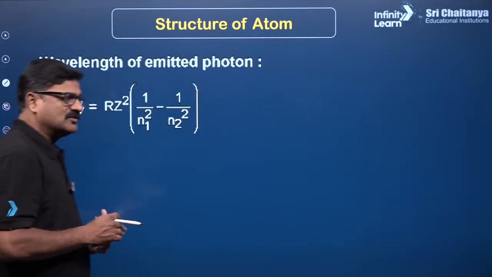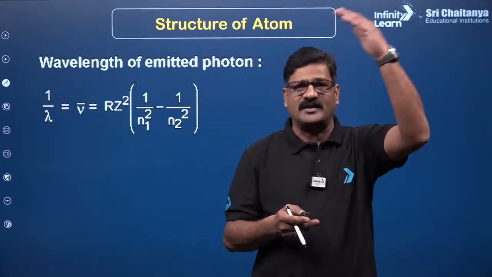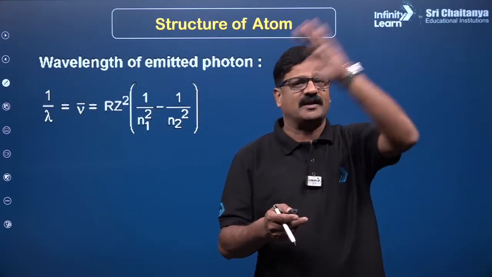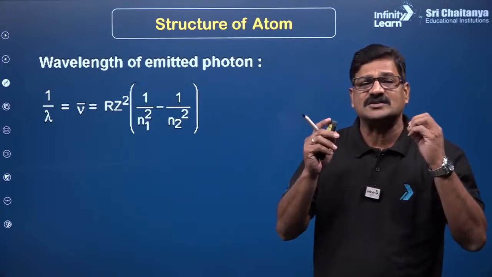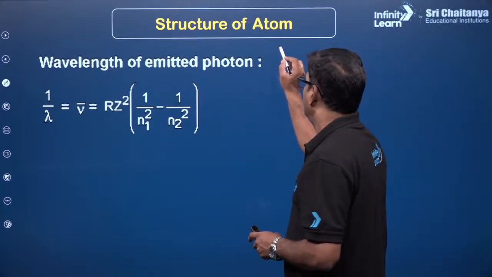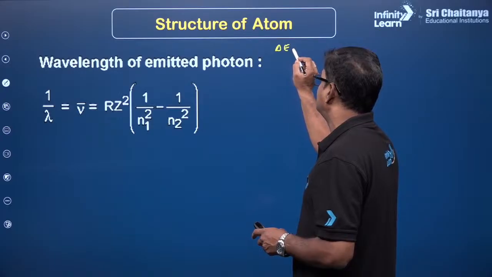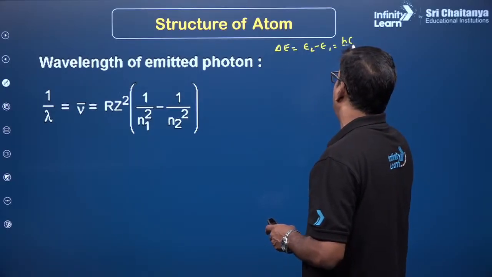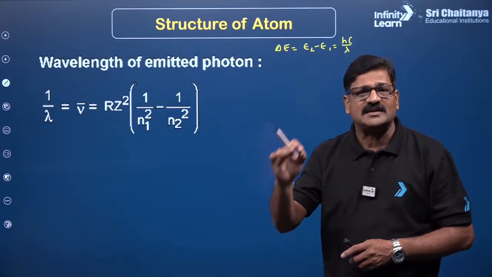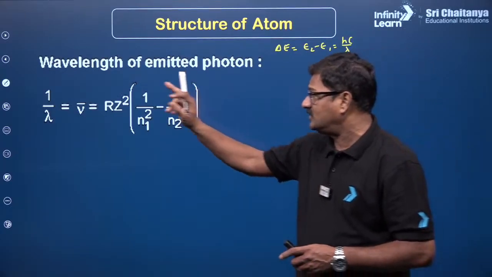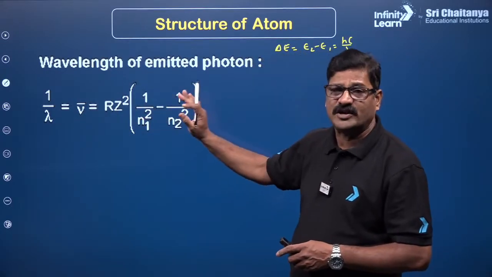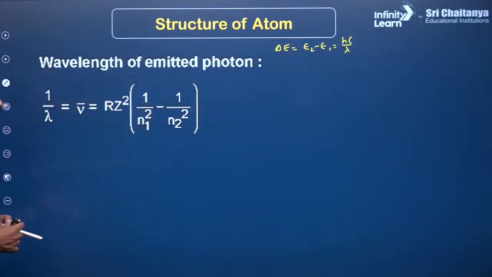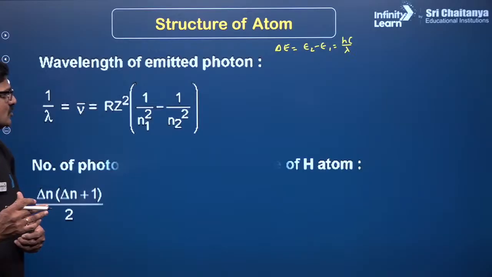When an electron jumps from the lower shell to a higher shell, energy is absorbed. When the electron jumps from higher energy to lower energy, energy is released. The energy absorbed or released is in the form of E2 minus E1 is equal to hc by lambda. That light is in the form of wavelength, and that wavelength can be calculated by the Rydberg equation, nu bar is equal to R Z square of 1 by n1 square minus 1 by n2 square.